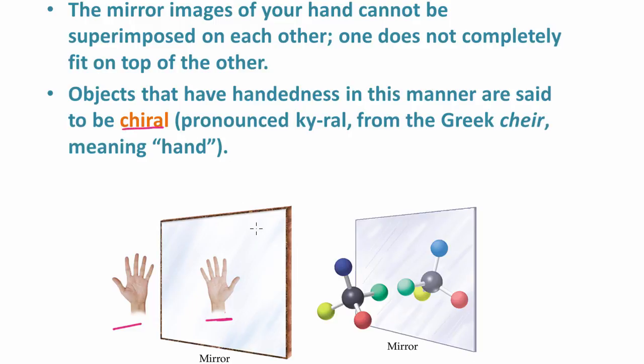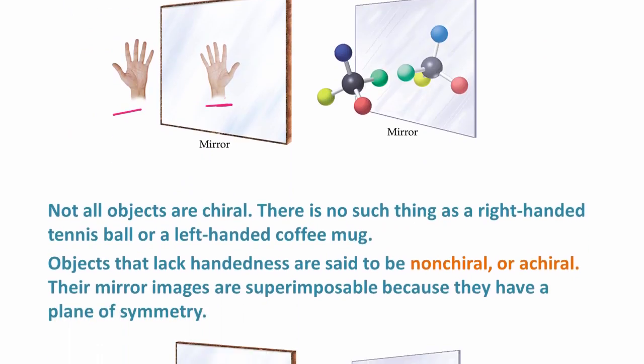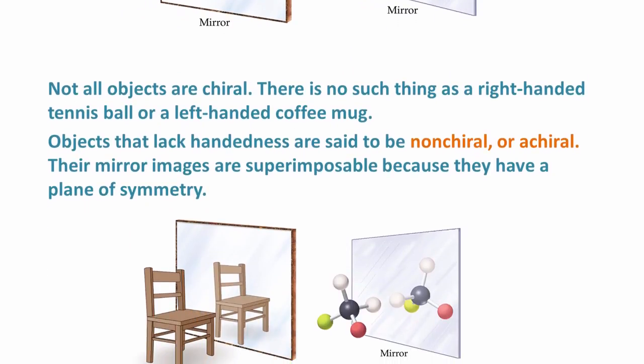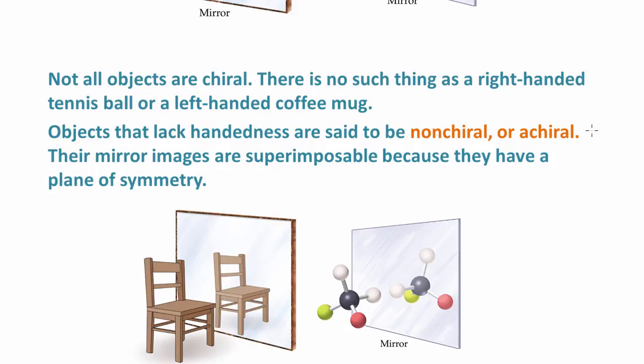Okay? So not all objects are chiral. We don't have a left-handed basketball or a left-handed coffee mug or a left-handed chair. So objects like a chair, for example, that lack this handedness are said to be non-chiral or achiral. What that means is the mirror images are superimposable, and the reason why is because there is a plane of symmetry. And the same thing occurs with molecules, which I'll explain in a moment.